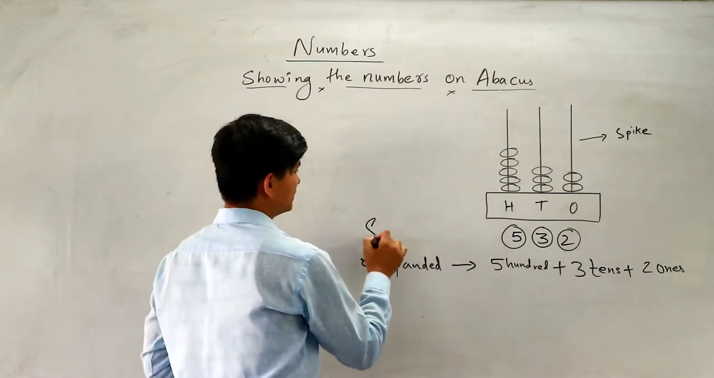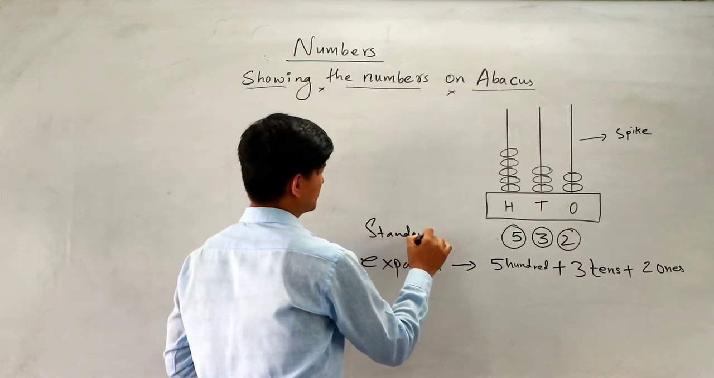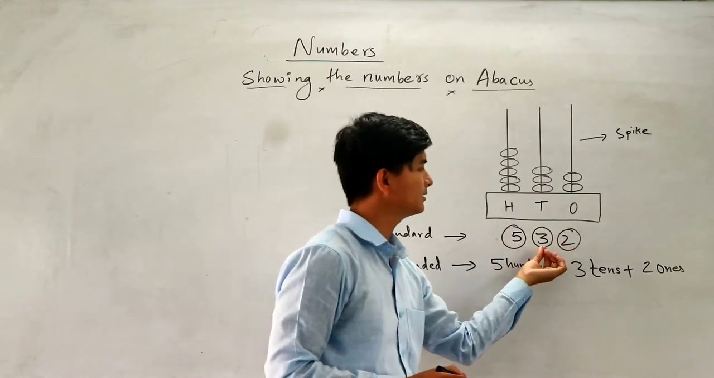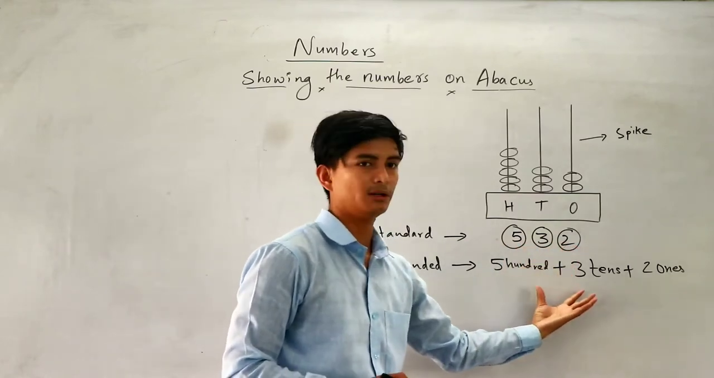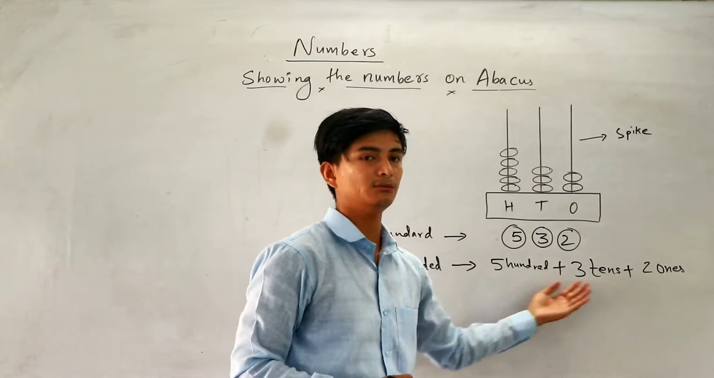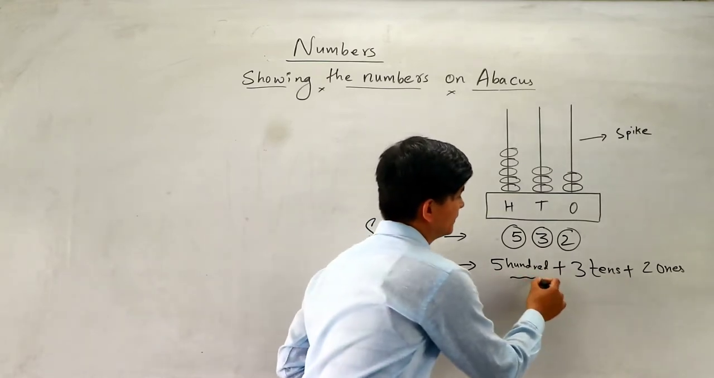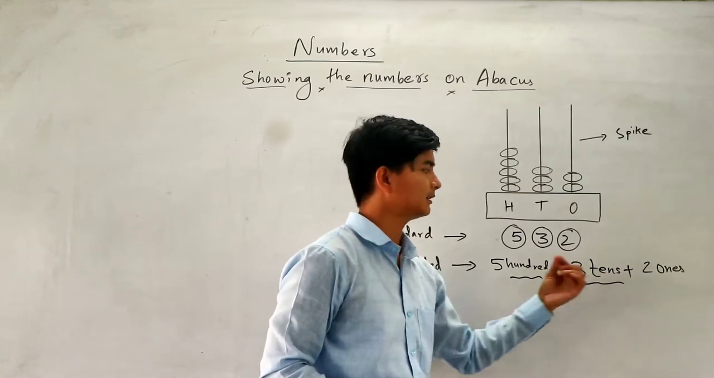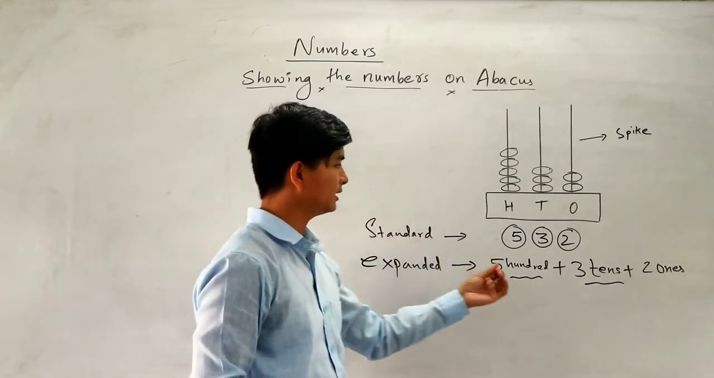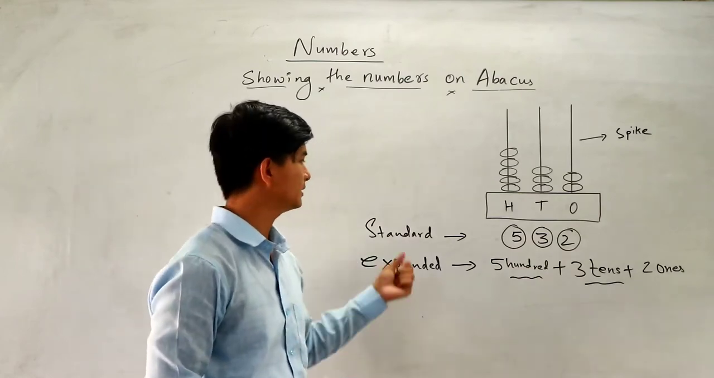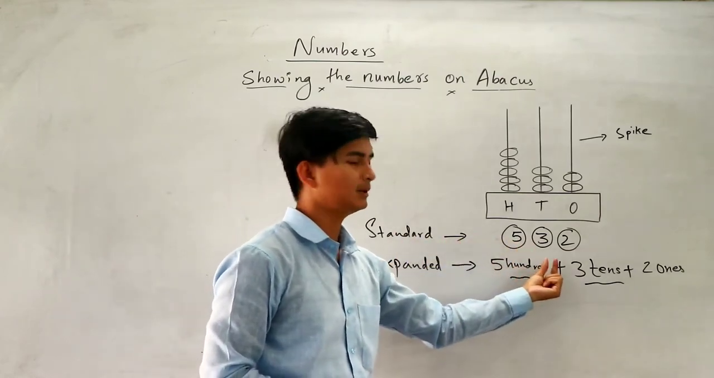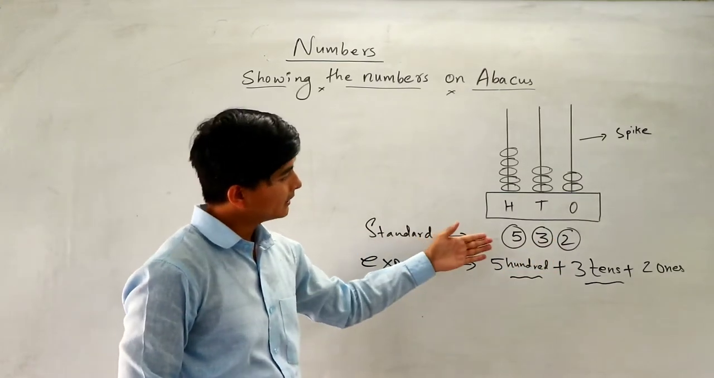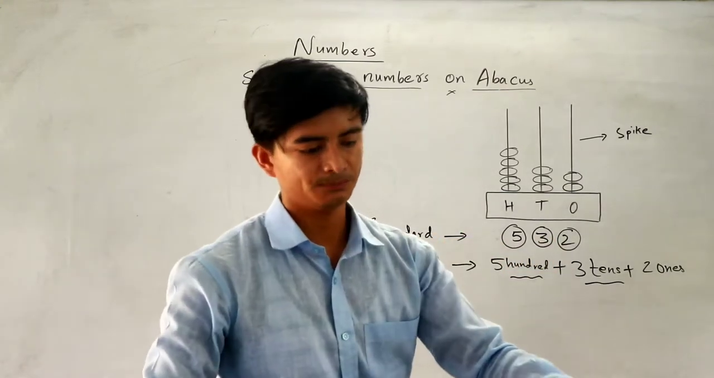This one is standard. In the standard form, mostly we write the numbers in this way, not in that way. In the expanded form, we write it with their places. For the 3, it shows which place it is in, tens. The expanded form also shows their places, but in the standard form we don't write their places, we simply write the numbers. Okay, so I'll show this number here also.